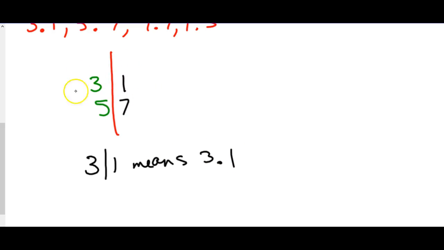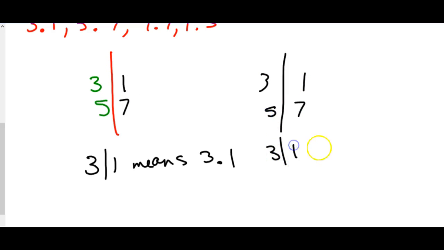Or, if they take the same thing and say 3 then 1 means 31, then you'll know whether you're using decimals or not. So that covers all our topics for analyzing data, and that concludes our video.